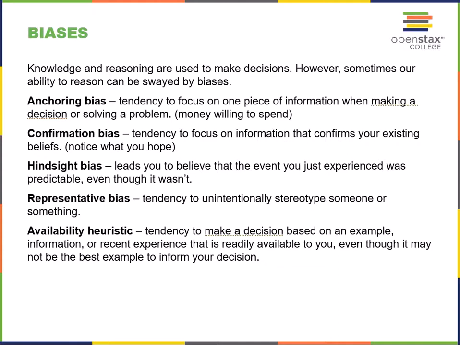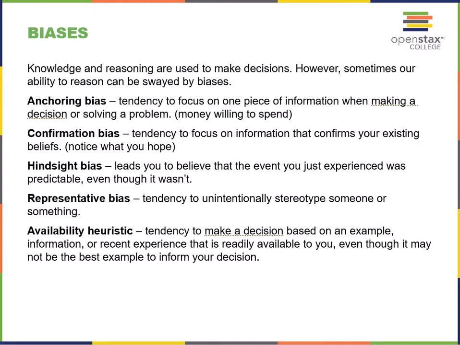Hindsight bias is when we believe we could have predicted something, such as an outbreak or a sporting event or something based on information, but there really wasn't enough information to allow us to make that prediction. Next up, we've got representative bias, which is the tendency to unintentionally stereotype someone or something without any real intent.